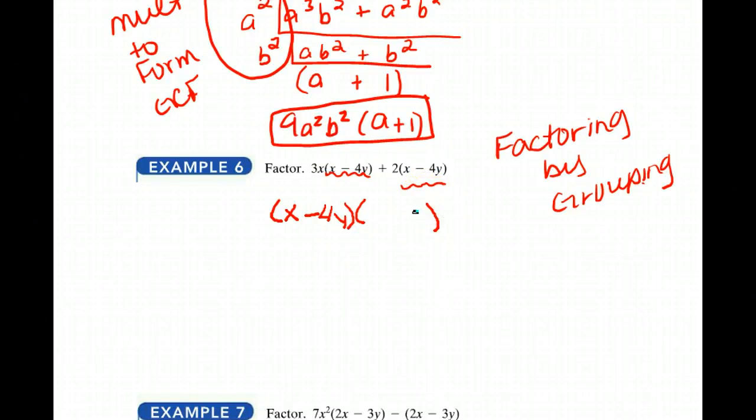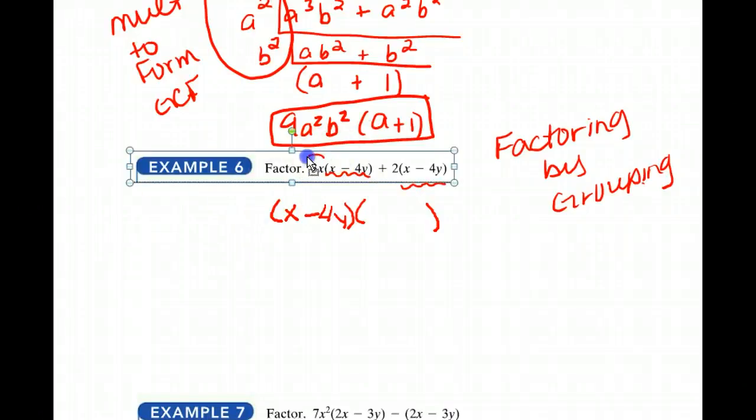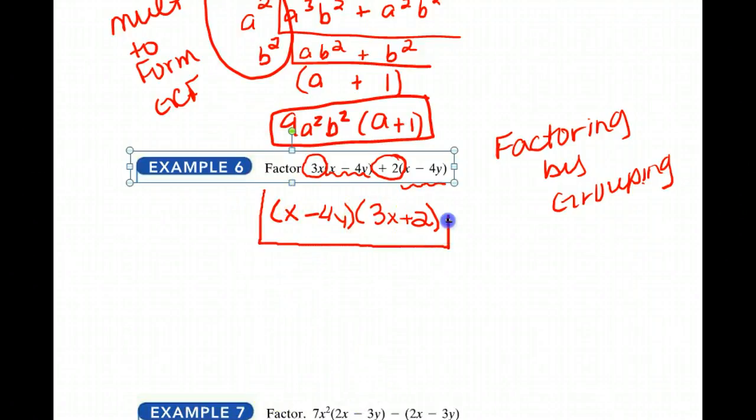Now, the two things that we have left remaining in that group, which are the 3x and the positive 2, those are going to simply get written in the last group right there. And that's our final answer. We have x minus 4y as the first group and 3x plus 2 as the last group. You don't need to do any further work for that one.